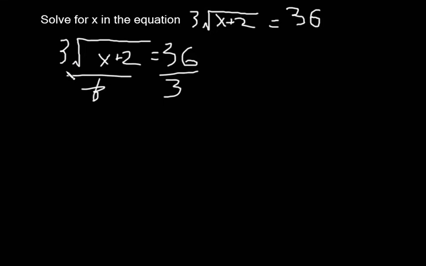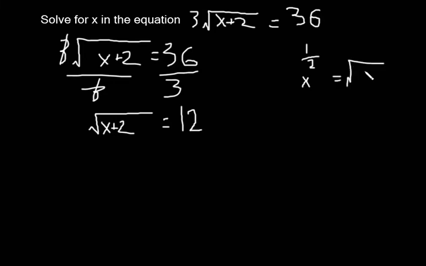Well, we can just eliminate the 3's here, and then we just have the square root of x plus 2. And what is 36 divided by 3? 36 divided by 3 is 12. Now, how do we get rid of this square root? Well, remember that x to the 1/2 power is just equal to the square root of x. So basically, what we have here is x plus 2 to the 1/2 power. We're just rewriting things here. Equals 12.